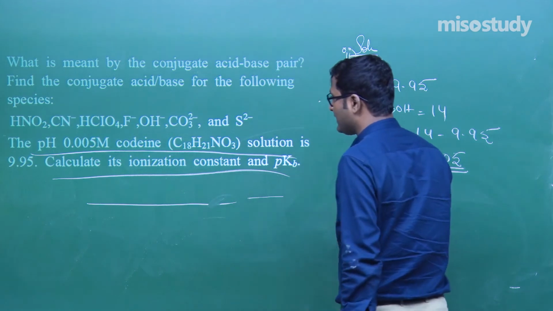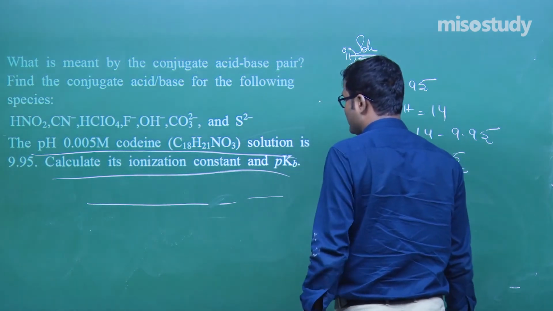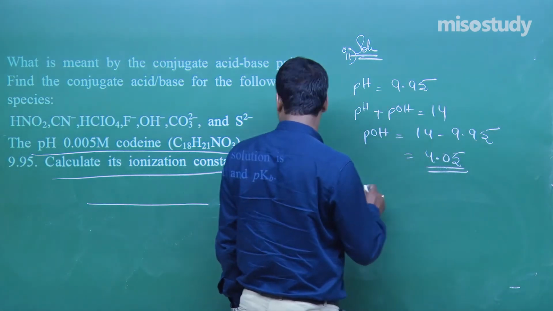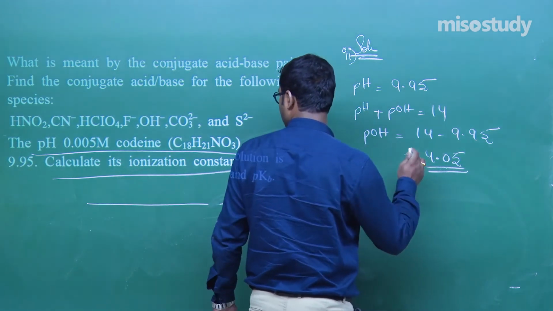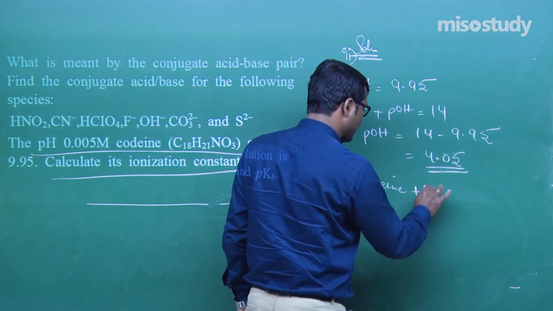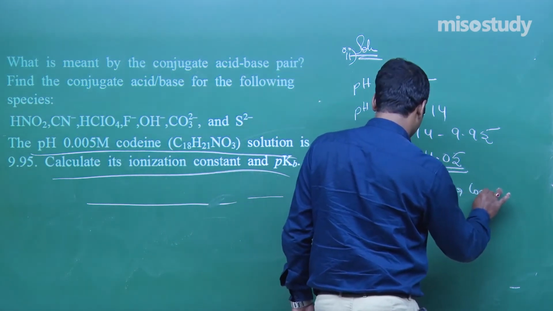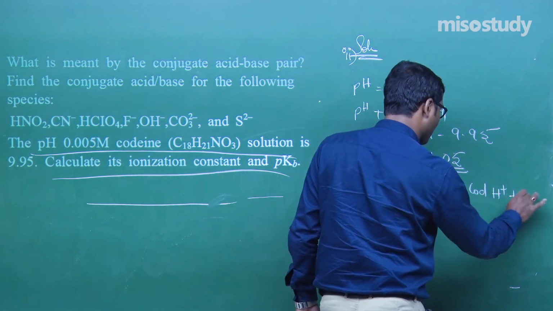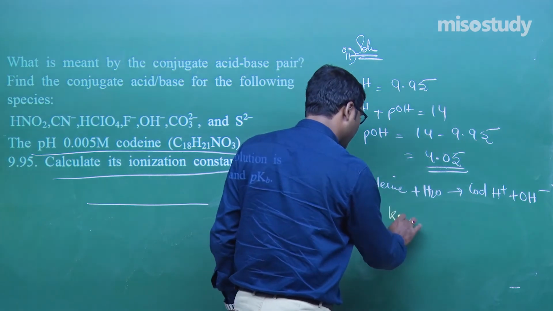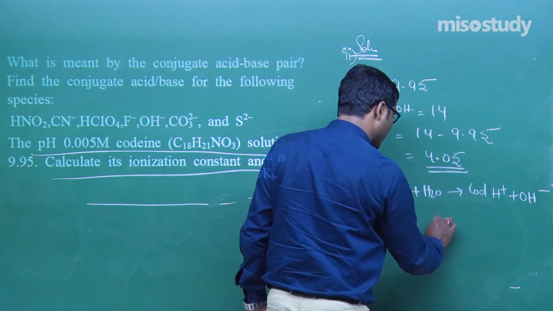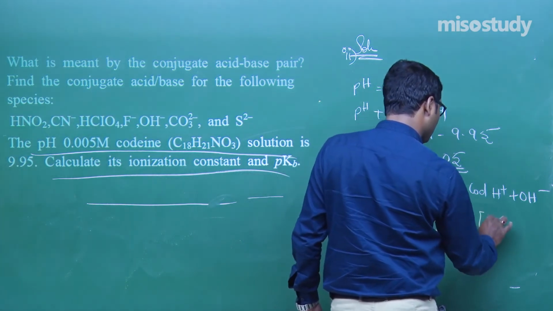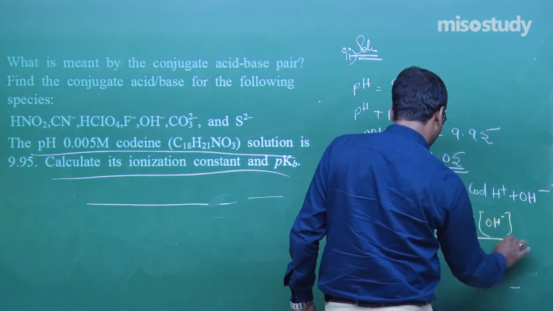Now, what is given here? Calculate the ionization constant and pKb. Calculate its ionization constant. It's very simple. Codeine plus H2O gives codeine H plus and OH minus. Yes sir. What is the ionization constant? Kb is equal to codeine H plus into OH minus upon codeine.